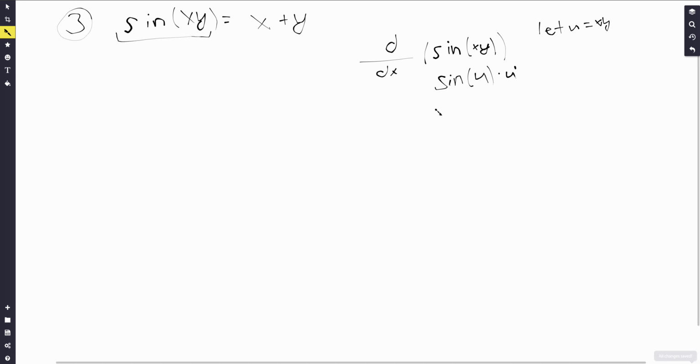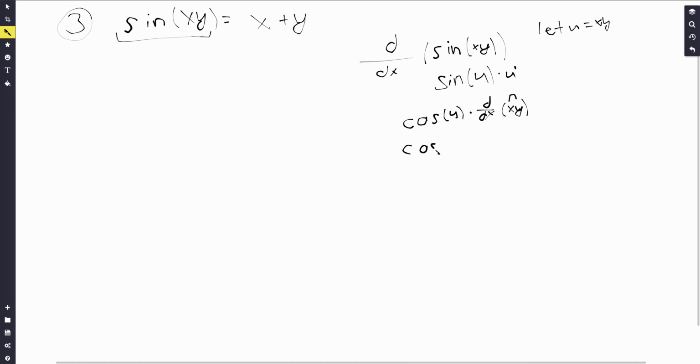Okay, so then what we would do is sine of u, we know the derivative of that would just be cosine, and then times u, I'll use cosine u times u prime, and u prime, we have to take d over dx of x times y. Okay, so here, then we have to do product rule here. And we had done that before, so let's just fill in what we have.